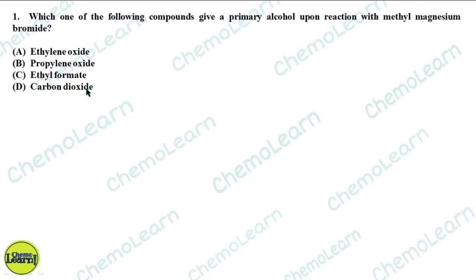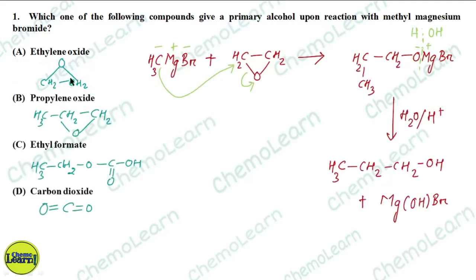Okay. So, if you draw the structure, it will be like this. We have one epoxide, another one is also epoxide, and we have ester, that is ethyl formate, and carbon dioxide. You know, any alkyl magnesium bromide when reacts with ethylene oxide, it forms primary alcohol. Okay, and we have methyl magnesium bromide, Grignard's reagent. So, it will react with ethylene oxide and form an adduct which upon acid hydrolysis will form primary alcohol, that is CH3CH2CH2OH, propanol. Okay, propyl alcohol. So, the correct option will be A.